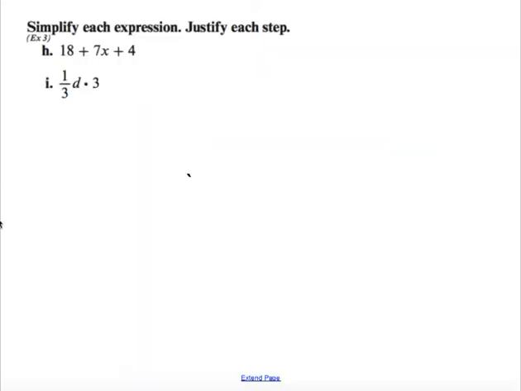So if you want to try these two examples out, go for it. Remember, justify every single step. Move this 4 to get it to somewhere where it needs to be. Move the 3 so that you can use the multiplicative inverse. Well, I hope this was helpful for studying and for your homework.